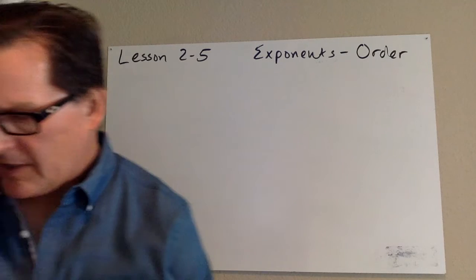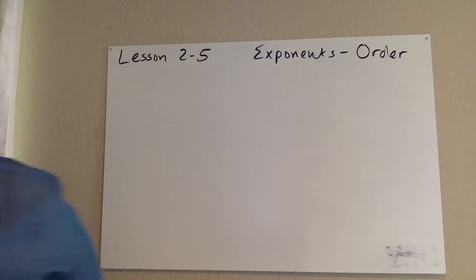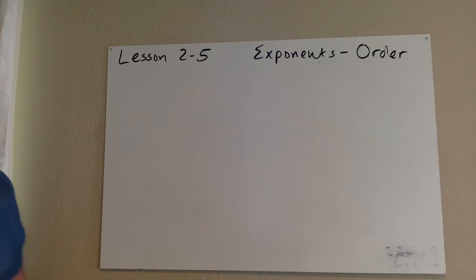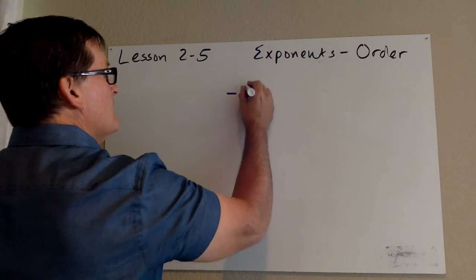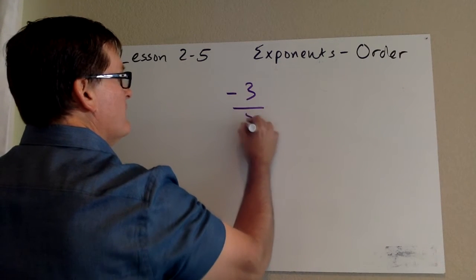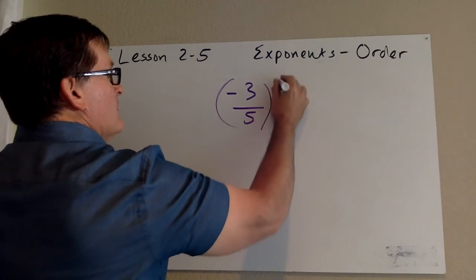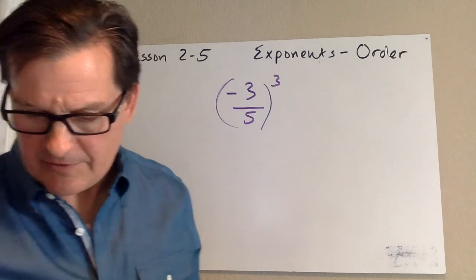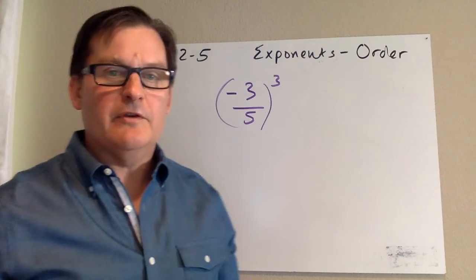Now let's just look at a couple more examples. Let's throw in a negative. So let's go -3 fifths to the 3rd power. We're on the border of getting dicey with numbers and needing a calculator, but I think we can do this one.